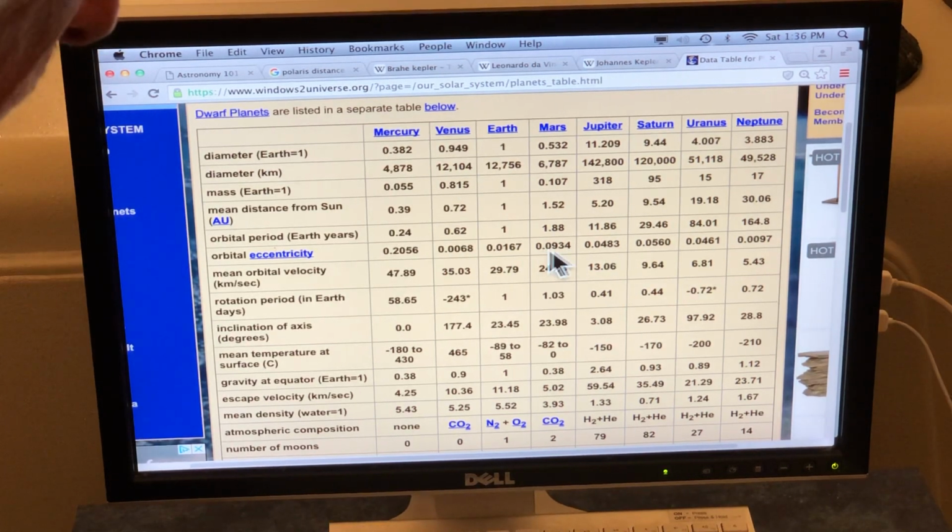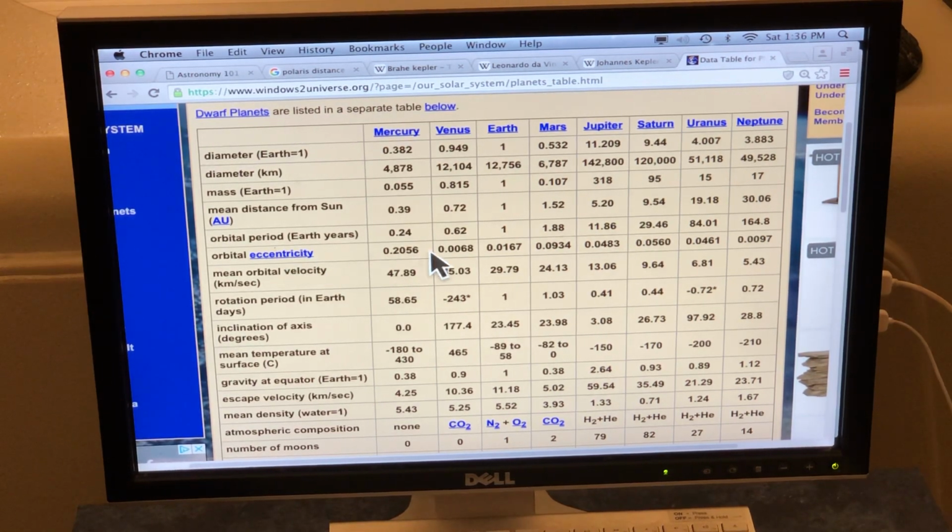It's not even 0.1. Really close to a circle. And how did Kepler figure out that it wasn't a circle? Boy, he looked really closely at those dots. Mercury, 0.2, it's a little more stretched out. There's reasons for that and clues. Very interesting thing about that.